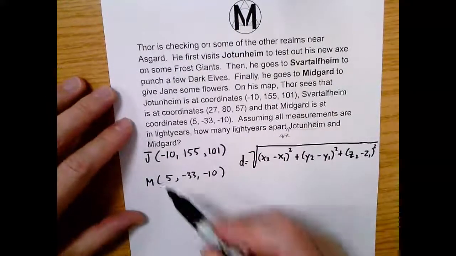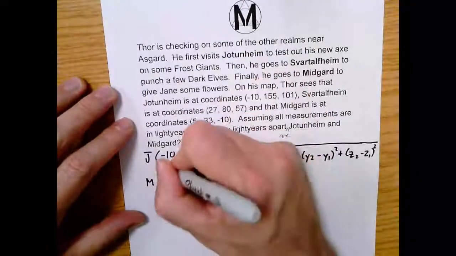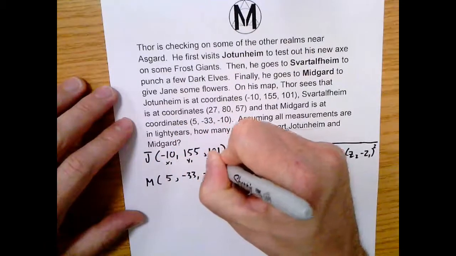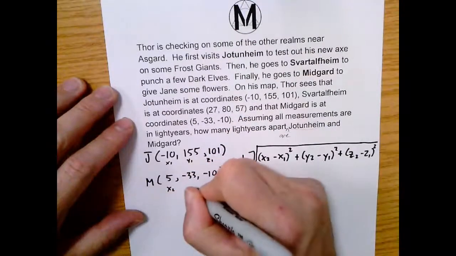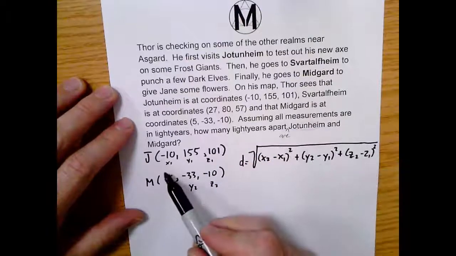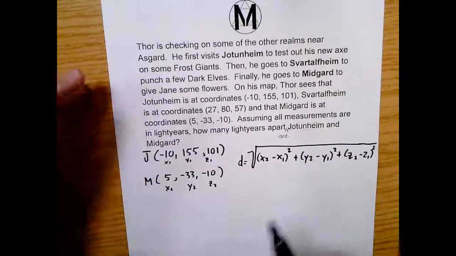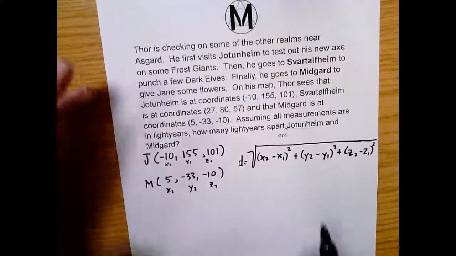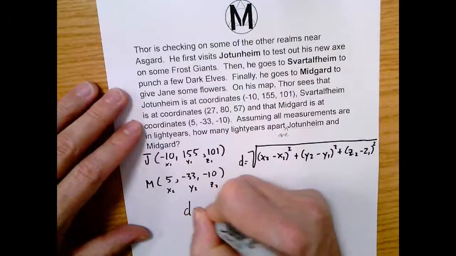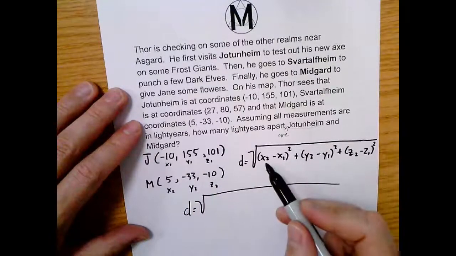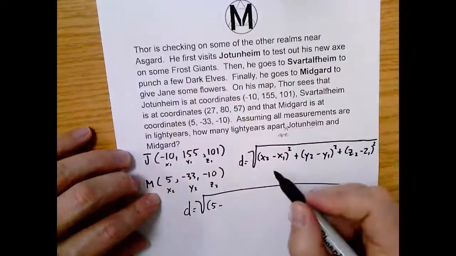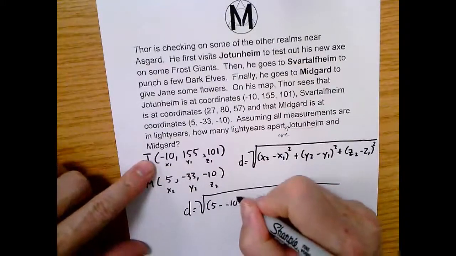So, we have our x's, our y's, and our z's. I guess I can label these to make it super clear. This will be x sub 1, y sub 1, and z sub 1. And this will be x sub 2, y sub 2, and z sub 2. And to be clear, you could have labeled this one as sub 2 and this one as sub 1. It changes nothing, but as you like. Okay, so here we go. I'm going to start substituting in here. So my x sub 2 value is 5. And I'm going to be subtracting my x sub 1 value, which is -10. And then I'm going to square it.